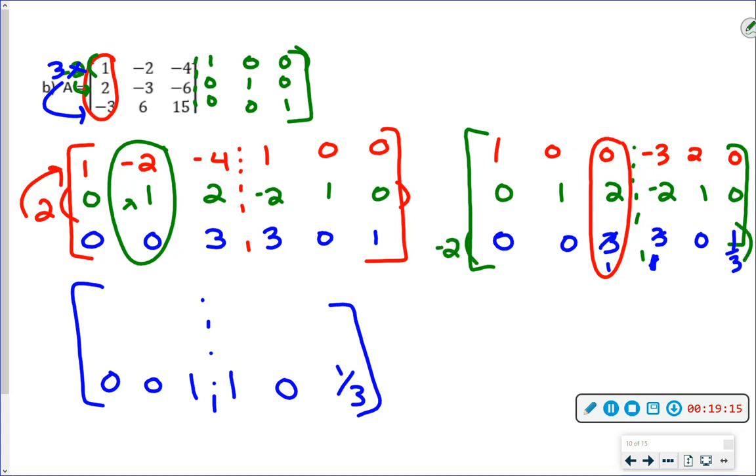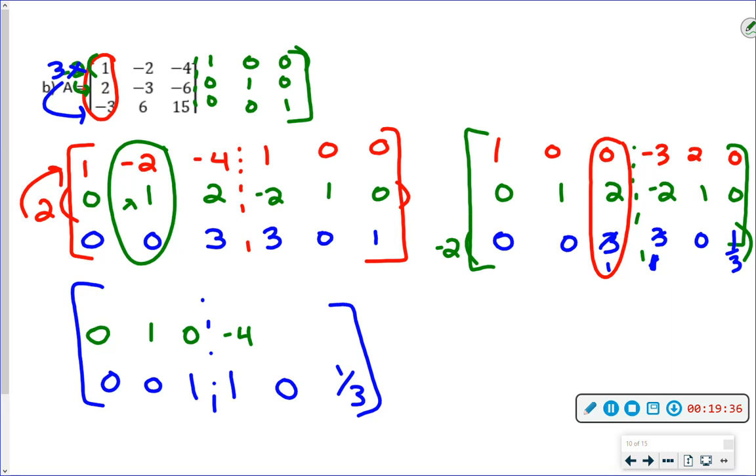-2 times 0, 0 plus 0. -2 times 0, 0 plus 1. -2 times 1, -2 plus 2. -2 times 1, -2 plus -2. -2 times 0, 0 plus 1.